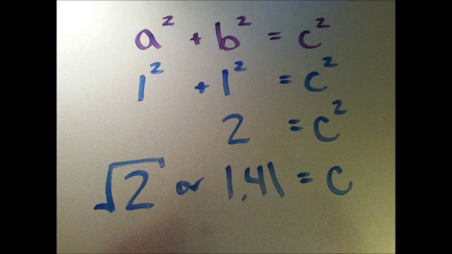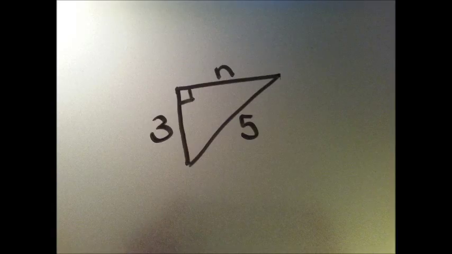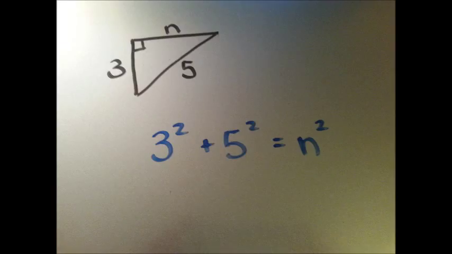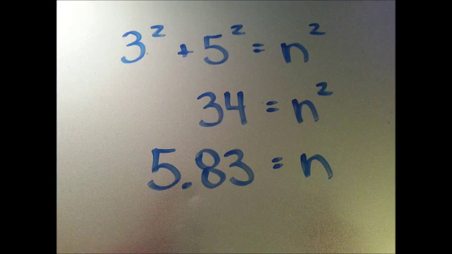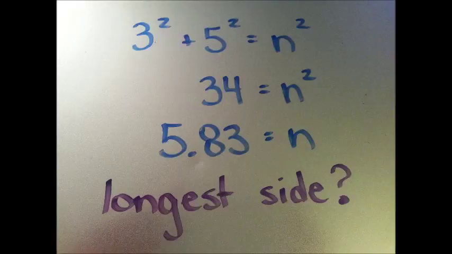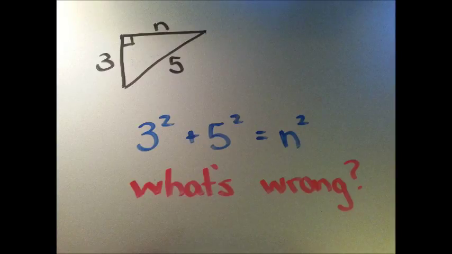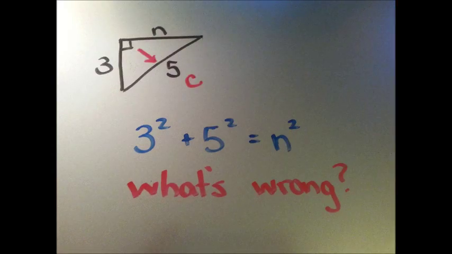Let's take a look at another example. In this case, we've got sides of 3 and 5, and we need to find side n. A lot of students are going to dive right in, fill in their 3 and their 5 for a and b, and they solve to find out that this missing side n is about 5.83 units long. Wait a minute, that's longer than the side of 5 that we had. Is n supposed to be the longest side? No, the right angle is pointing at 5. It's our hypotenuse. It's the longest side, c.